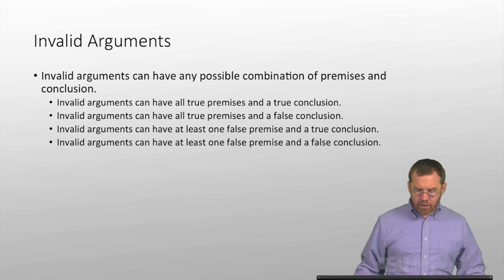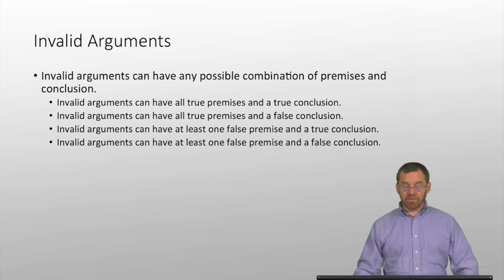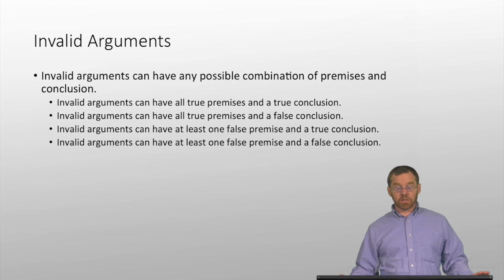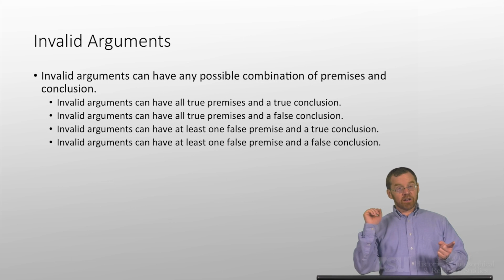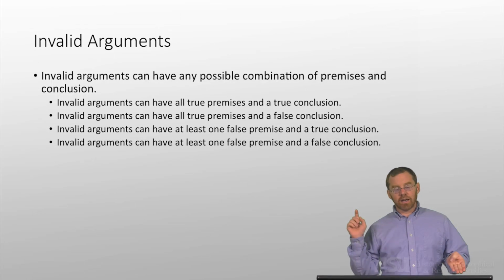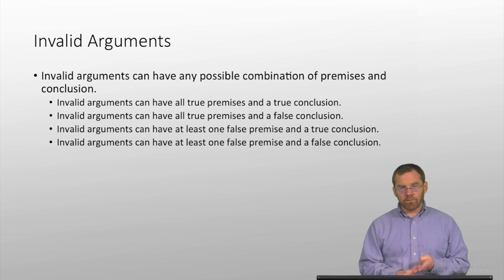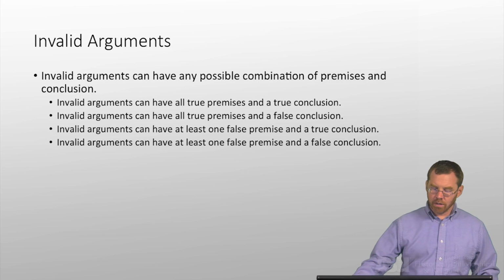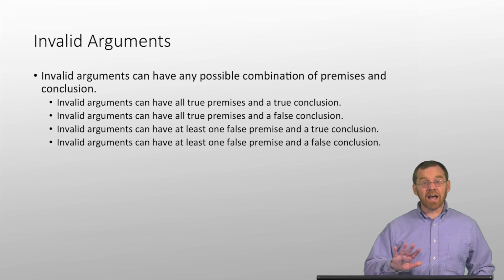Now, if we turn to invalid arguments, they can have any possible combination of premises and conclusion. Invalid arguments can have all true premises and a true conclusion. They can have all true premises and a false conclusion. Invalid arguments can have at least one false premise and a true conclusion. They can have at least one false premise and a false conclusion. So invalid arguments can have any combination.